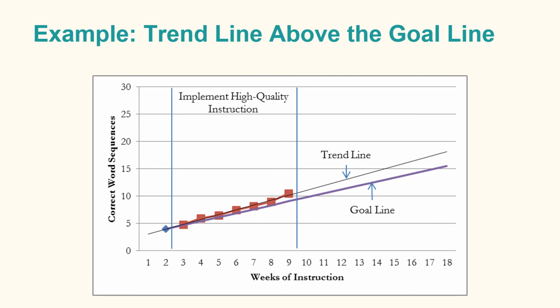In this example, the trend line is steeper than the purple goal line. What decision would you make? Pause and discuss.